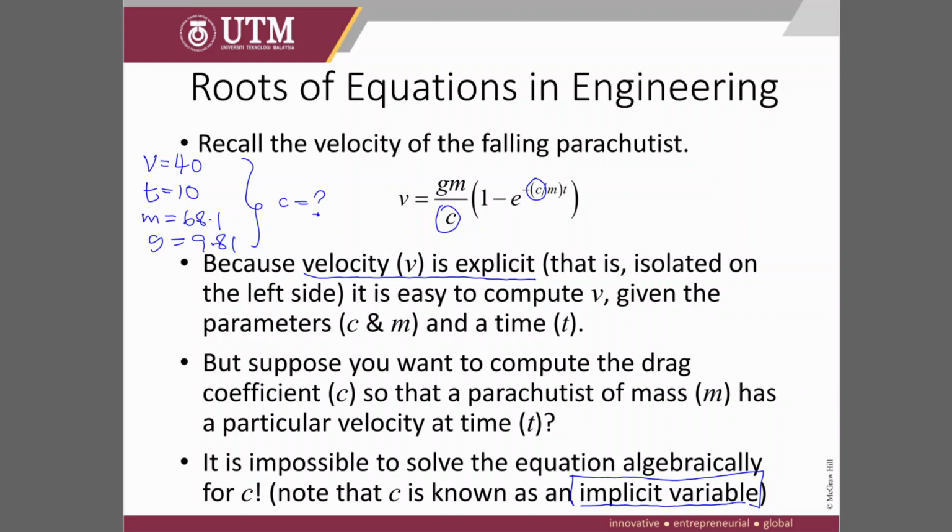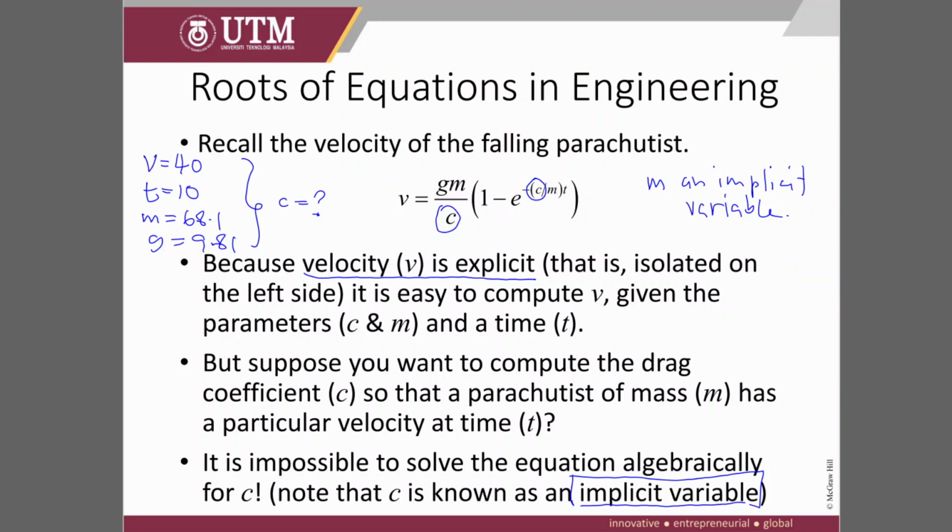I think the same thing we can say for M. M also cannot be isolated on the left-hand side. So in this case, M is also an implicit variable. Okay, an implicit variable. So in the case of an implicit variable, it's really hard to do it. So how can we solve this?